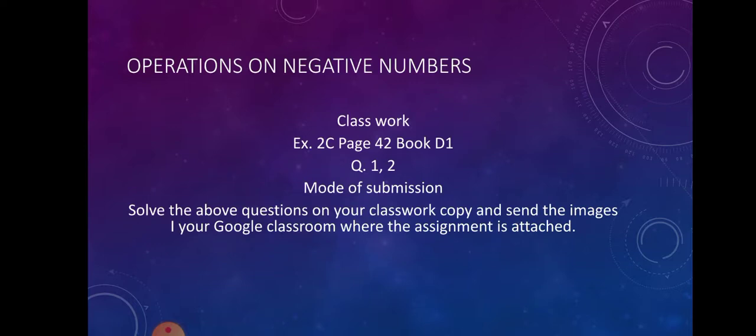Now here you can see your classwork. Exercise 2c, page 42 from D1. You are supposed to solve questions number 1 and 2 on your classwork copies, and you need to send the images on Google Classroom where the assignment is attached.